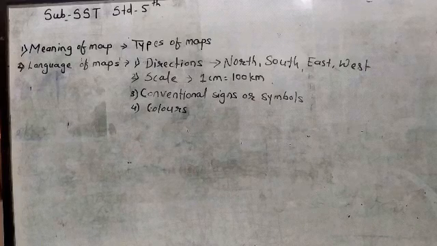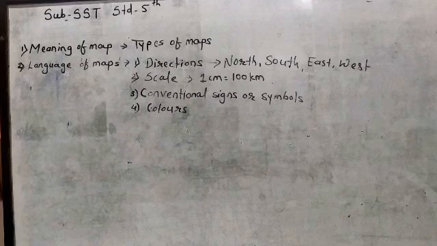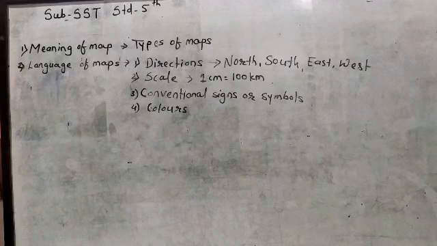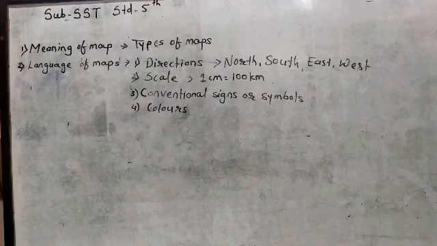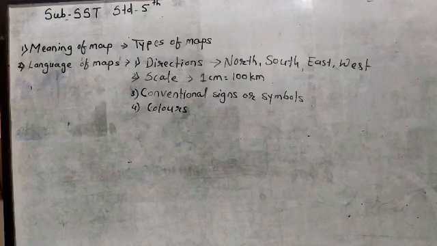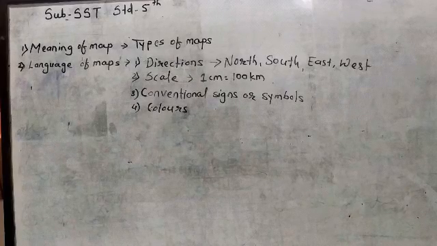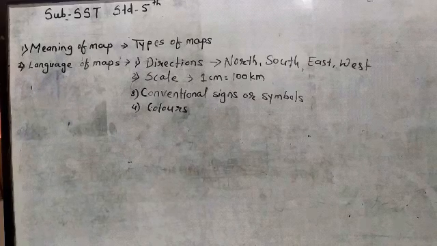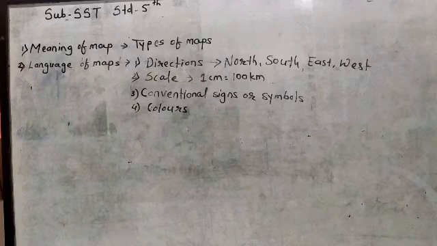Next we have seen language of map. So every map has colors, directions, sign, symbol and scale. This is called the language of map. Then we have seen the directions. So there are four main directions: north, south, east and west. These are the four main directions which are universally used. Then we have seen four sub-directions also. So what are the four sub-directions? First one, northeast. Second one, southeast. Third one, southwest. And the fourth one is northwest. So these are the four sub-directions.